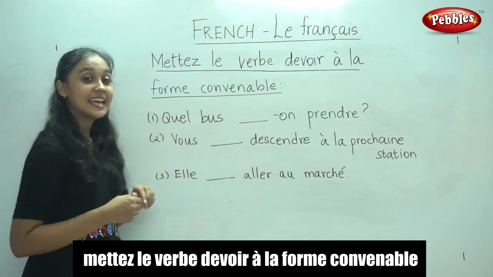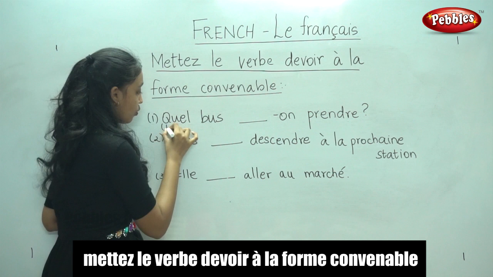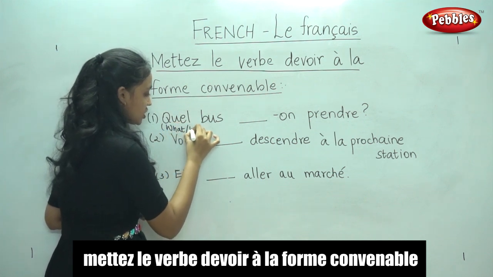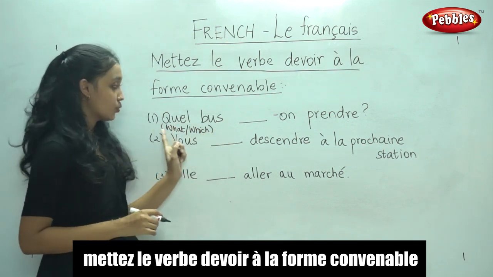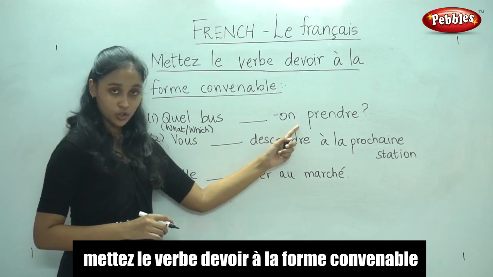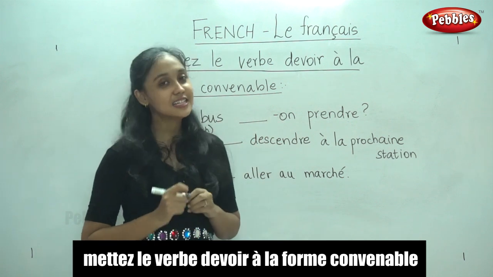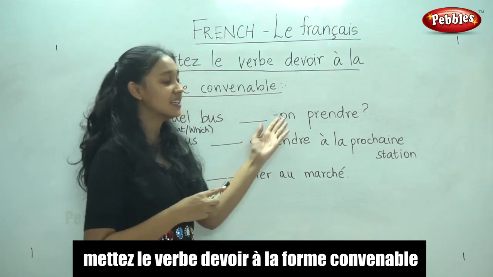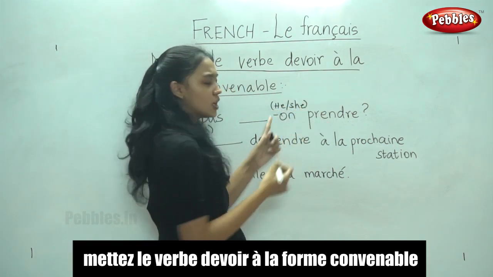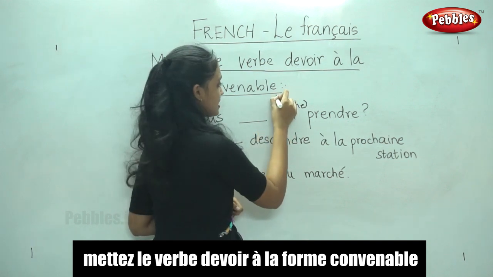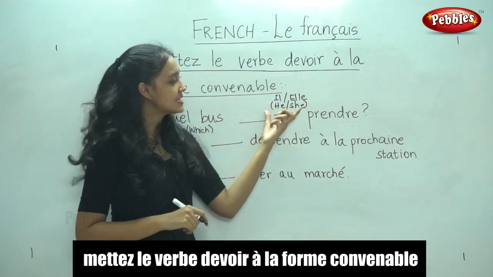Quel. Do you remember what quel means? We learned this interrogative word. It means what or which. Yes, I hope you remember. Quel bus, which bus, dash en. Now en means one, so it is in the third person singular. It means either he or she. So what do we say for he or she in French? It is il or elle. So now we have found the subject pronoun.